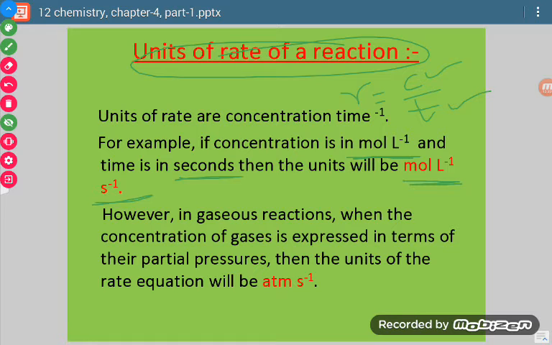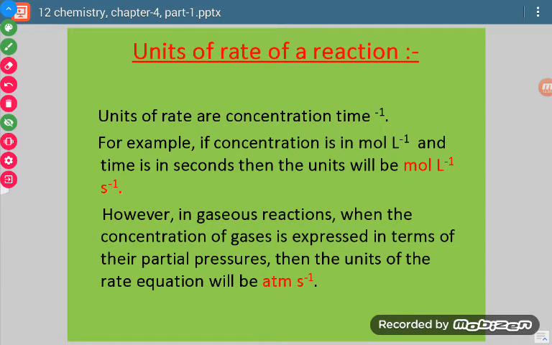Now if suppose our reaction contains all gaseous reactants and products, then what will happen? Then concentration is not given by mole per liter, it is the pressure which is considered. So partial pressures are to be considered, and partial pressures have the unit atmosphere. So concentration will be replaced by partial pressures, and the units will be atmosphere per second.